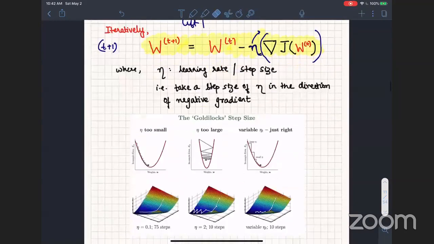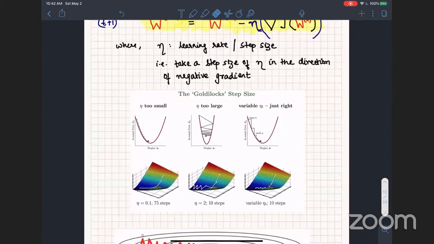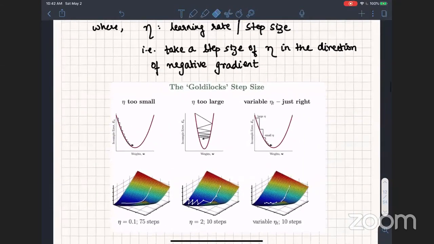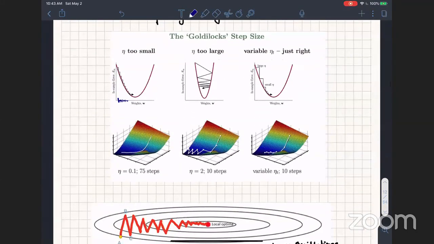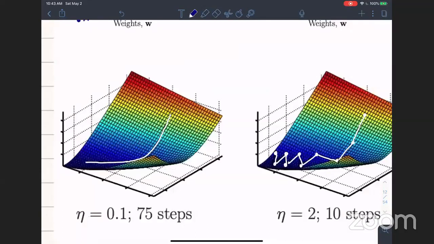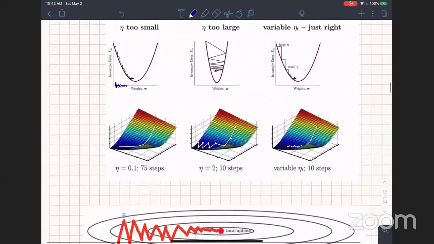Now what is the step size? Step size is how much you want to move in every iteration. It controls how quickly or how slowly you go to that minima. If your step size is too small, as an example here, you can see that the corresponding w is updating slowly. It's taking small precautionary steps before you reach the minimum. In terms of this 3D plot, it's like taking small steps, and then you reach the bottommost point.